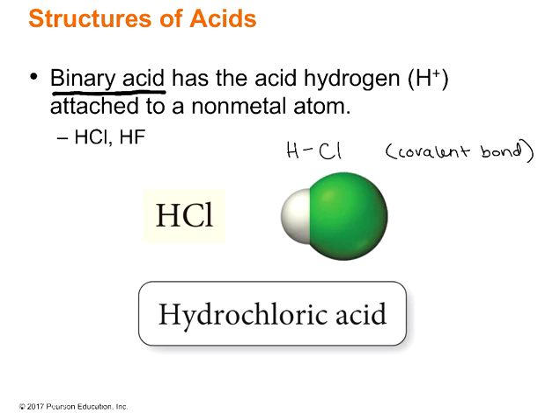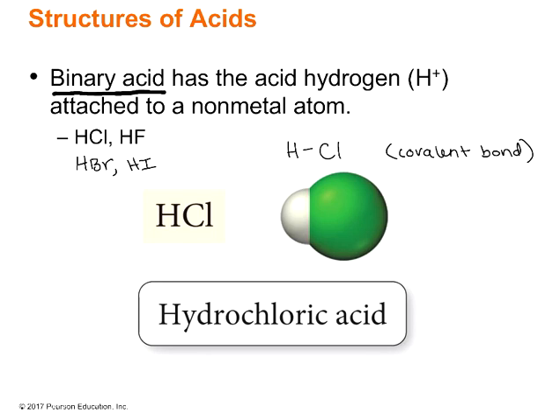And this follows for other types of acids as well. So hydrofluoric acid, HF, is another binary acid. There's also HBr, hydrobromic acid, and HI, hydroiodic acid.